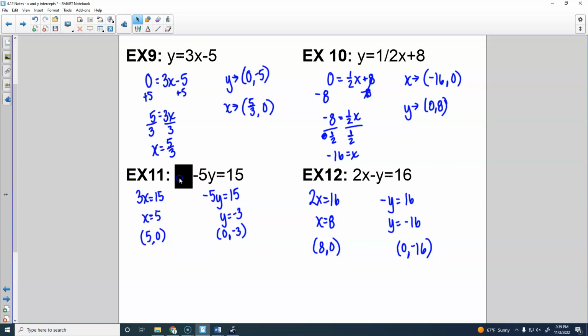Then you can do the same thing for your y-intercept. You're going to cover up the x and everything with it. So you get -5y equals 15, and so y equals -3. So that's 0, -3. Your x-intercept for 12 should be 8, 0. Y-intercept for 12 should be 0, -16. Okay, questions on those?